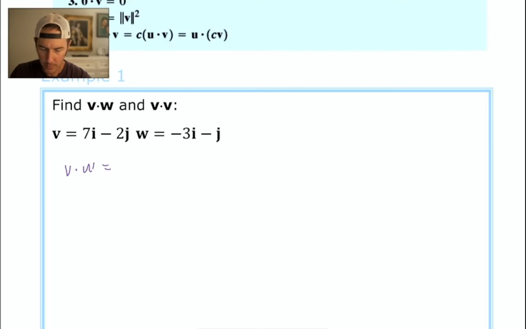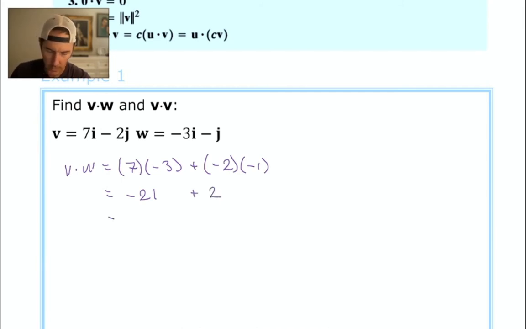And remember, that's the product of their i coefficients. So this is going to be a 7 times a negative 3, plus the product of their j coefficients. That's a negative 2 times a negative 1. And so we get negative 21, and we have a double negative there, so it still ends up being addition with 2. And we get a final dot product value of negative 19.